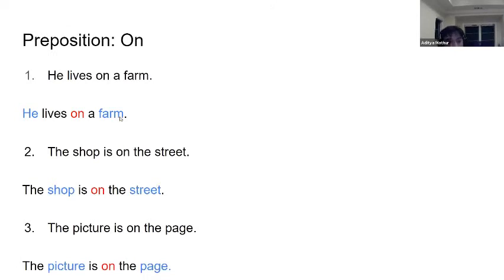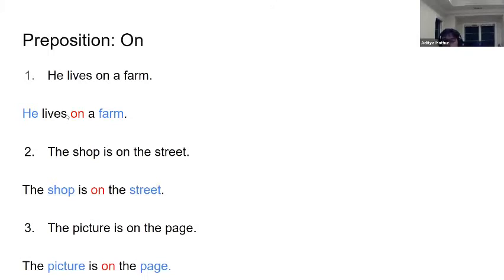So in the middle, we have a preposition. And remember, a preposition is relating two nouns. It is relating he and farm. On is the preposition.